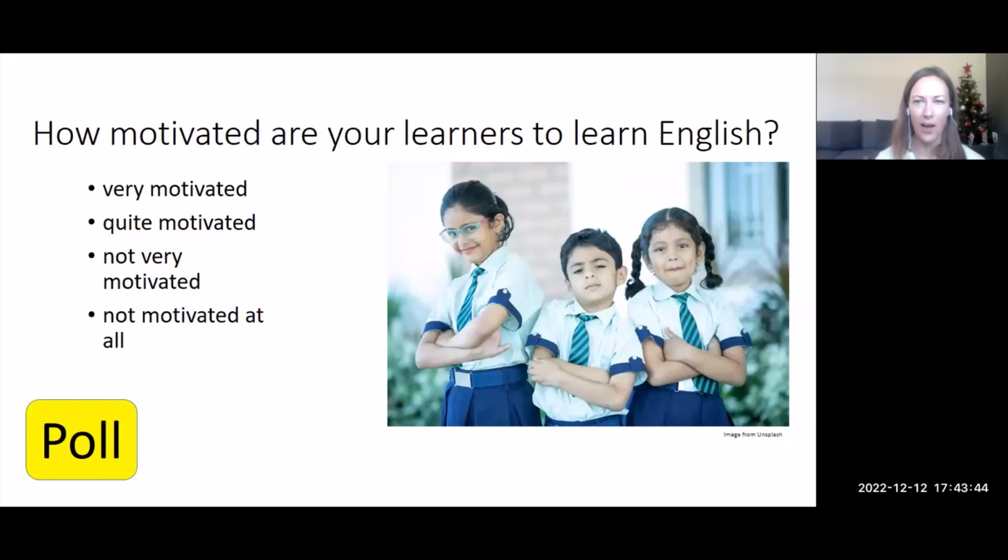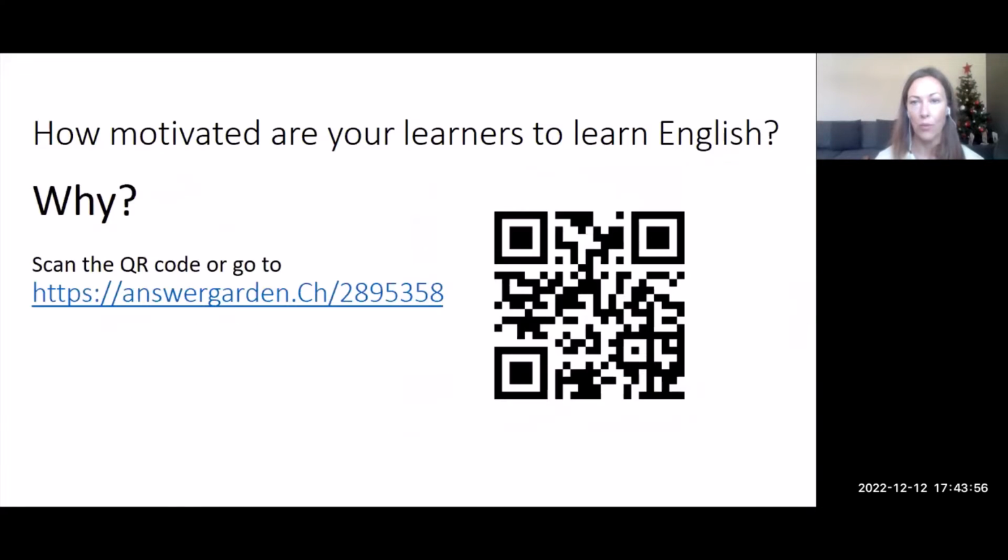Okay, so thank you for participating in that. And to build on that, because I'd like to know a little bit more. So whether you put very motivated or not very motivated, our next question is why? What are the reasons for this? So why are your learners motivated or not? And for this, you can either scan the QR code that's on the screen, or you can click on the link that should be appearing in the chat any moment. There it is. Vanita's posted it. Thank you. And you should be able to see this in the comments on Facebook too.